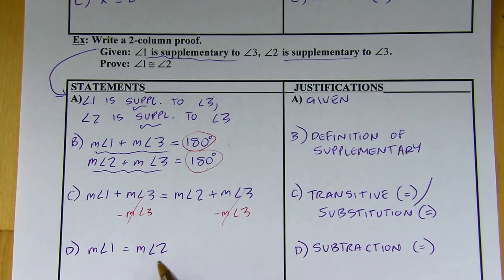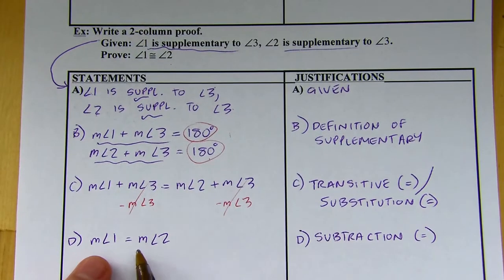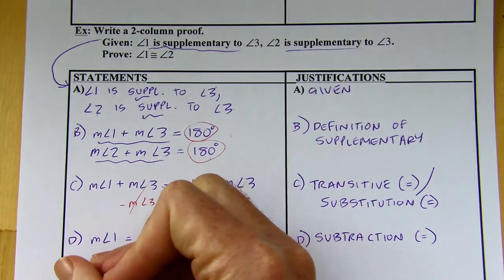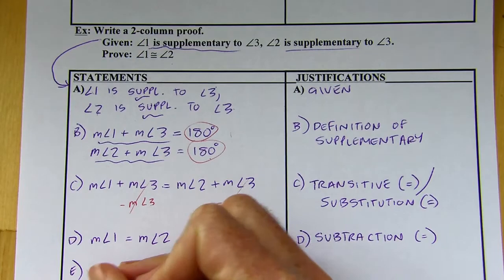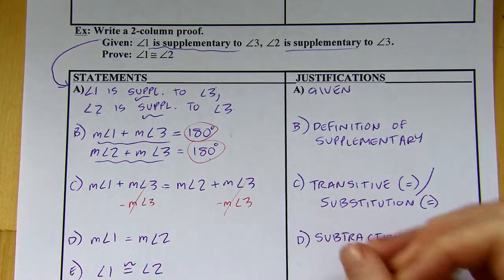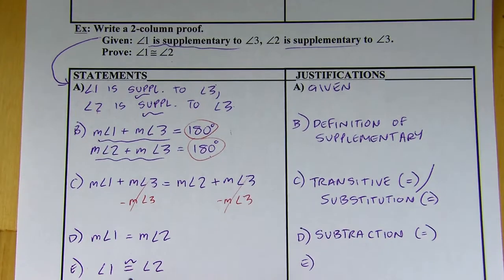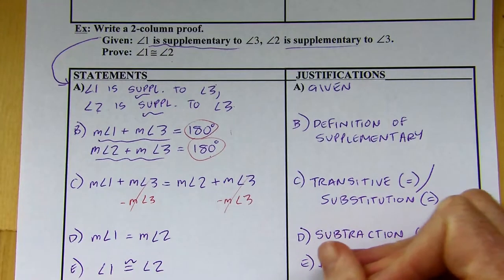Now this is very close to what I was trying to prove, but it's not quite the same because I have the measures of those angles are equal rather than saying the angles themselves are congruent. But I know if the measures are equal, then the angles are congruent. So I can say angle 1 is congruent to angle 2. And the reason I can do that is because that is really the definition of congruence, right? If the measures are equal, they're congruent. That's what congruence means. So I just use the definition.